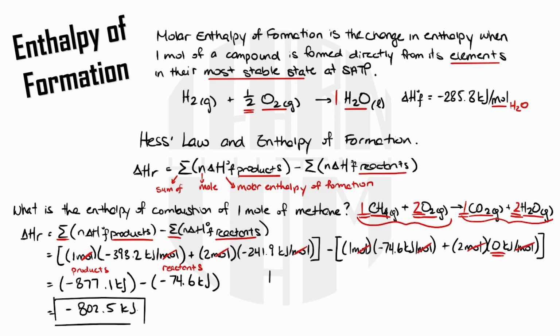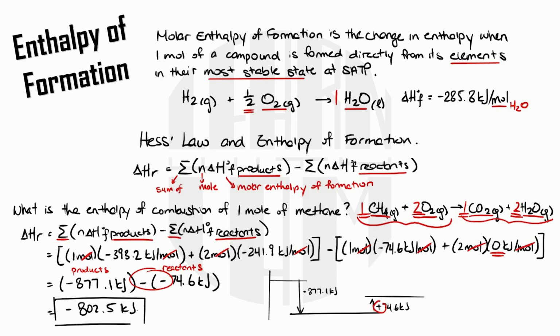What our equation is really telling us is that creating the products we want releases 877.1 kilojoules of energy. It also tells us that creating our reactants releases 74.6 kilojoules, but we're not creating our reactants, we're breaking them down. So that enthalpy is actually positive 74.6 kilojoules. It's the reason we're subtracting the enthalpy of formation of the reactants, because it flips the sign.